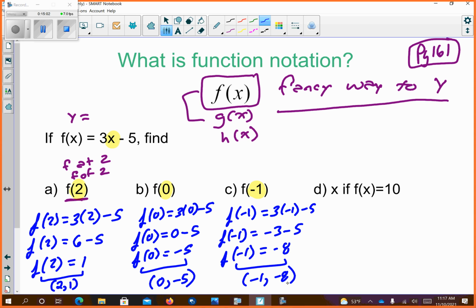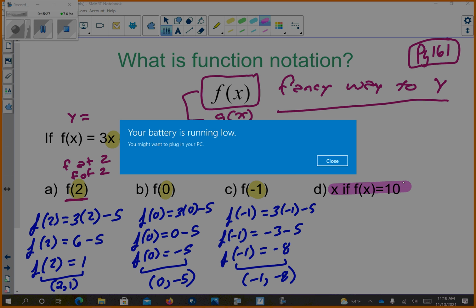So now, my friends, does letter D look a little bit different in how it's stated than A, B, and C? Does it look different? Yeah. I'm pretty sure that this is much different.